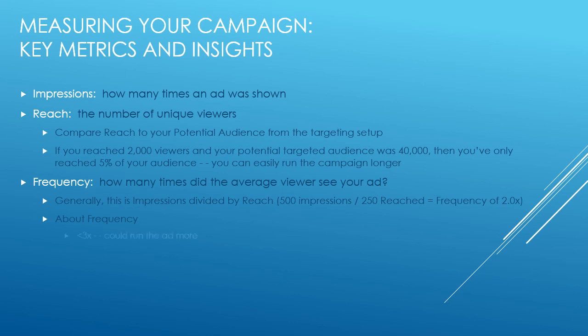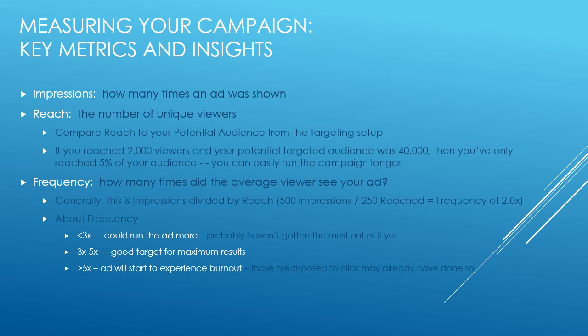A little bit about frequency. When you're seeing a frequency of less than 3, you probably haven't gotten the most out of that ad yet, and you could probably run it a little bit more. If your frequency is in the 3, 4, 5 range, that's a pretty good target for maximum results. That means people have seen the ad a few times and they're going to have decided whether or not to click on your ad.